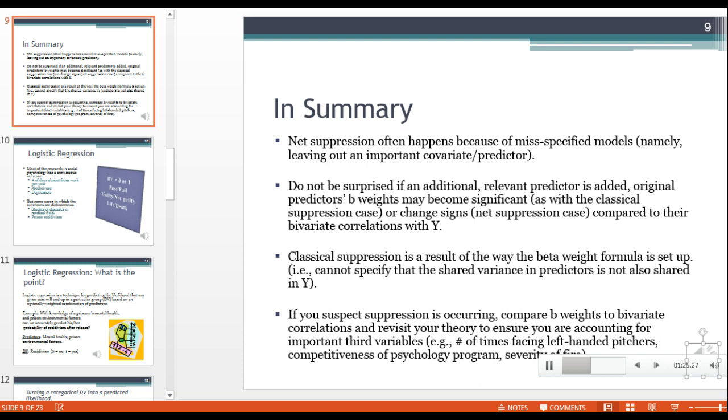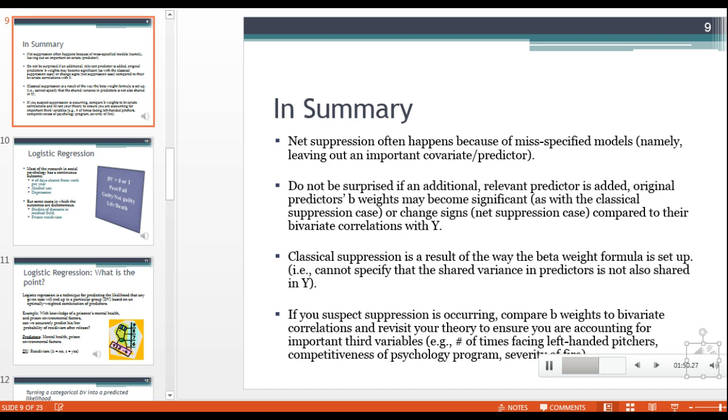And finally, if you suspect that suppression might be occurring in your data, simply compare the B weights to your bivariate correlations, your zero orders. Revisit your theory to make sure you're accounting for relevant third variables. Remember, those things are like the number of times that the batter was facing a difficult pitcher, a challenging situation.